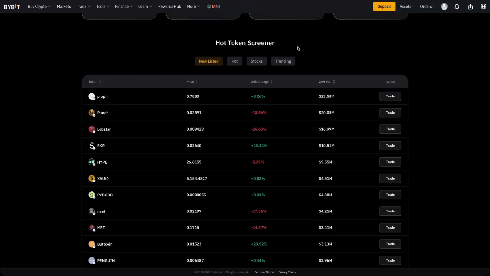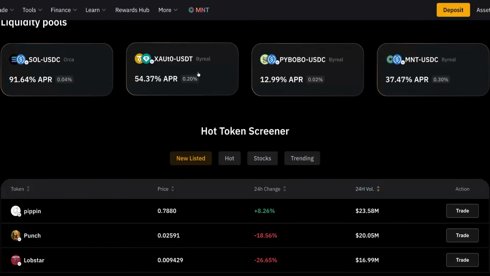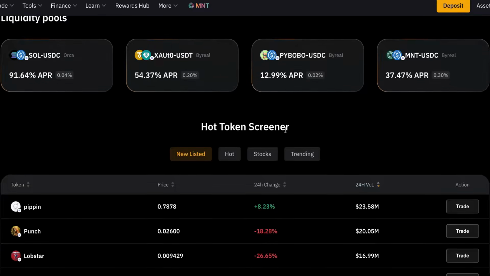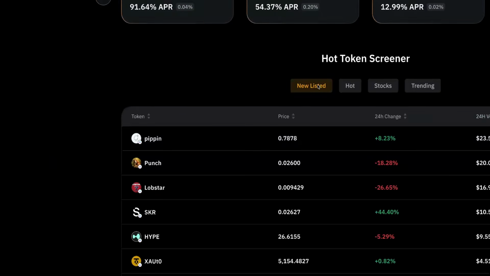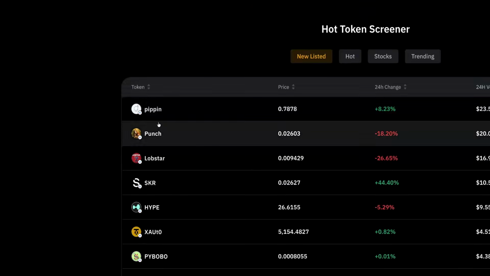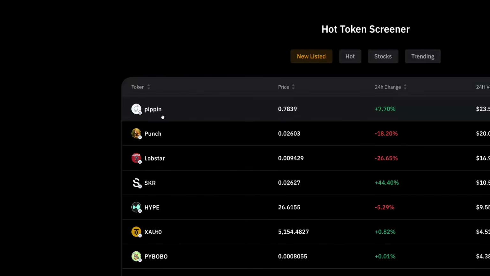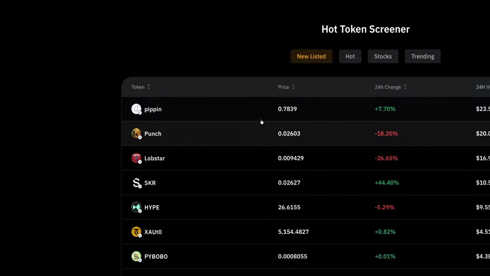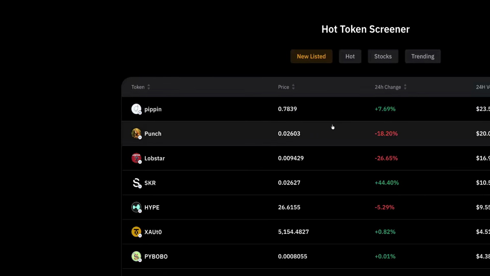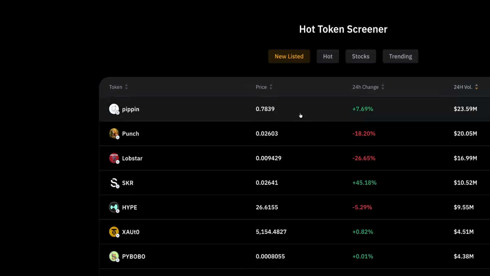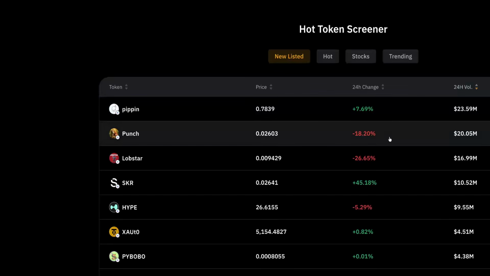Then the next section you see right here, still on the landing page of the Bybit Alpha platform, is hot token screeners. And right here, you'll see newly listed tokens on the Bybit Alpha. Currently Piping. If you have been following, Piping has been doing greatly lately, and as I speak with you, at the time of making this, it is already up by 7%. So if you had seen this earlier when it was listed, then you would have made some money.